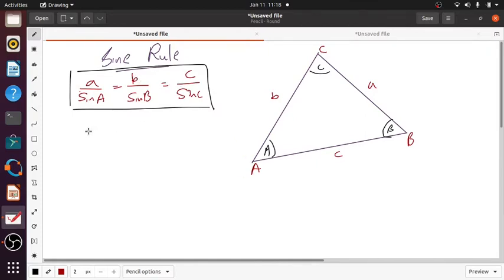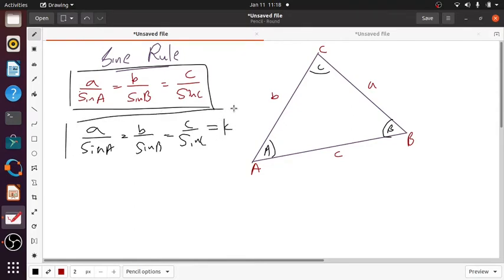So in general, this is a ratio. So the ratio will have a certain value to it. a over sine A, b over sine B, c over sine C. Let me call it K. So K is the value of the ratio.